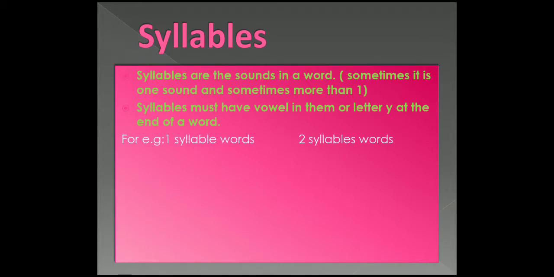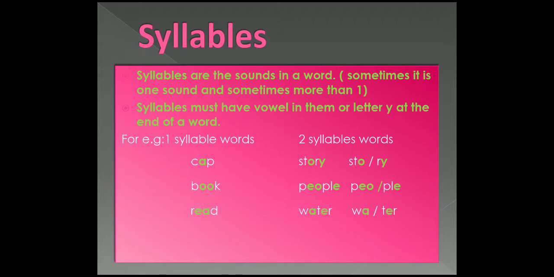Syllables are the sounds in a word. Sometimes one sound comes from a word, or sometimes more than one sound. Sometimes two sounds come, sometimes three sounds come. Syllables must have vowels in them or the letter Y at the end of a word, because the letter Y sometimes makes the vowel I and E sounds. So the letter Y is also considered a vowel in syllables. So a syllable must have a vowel in it or the letter Y at the end of a word.